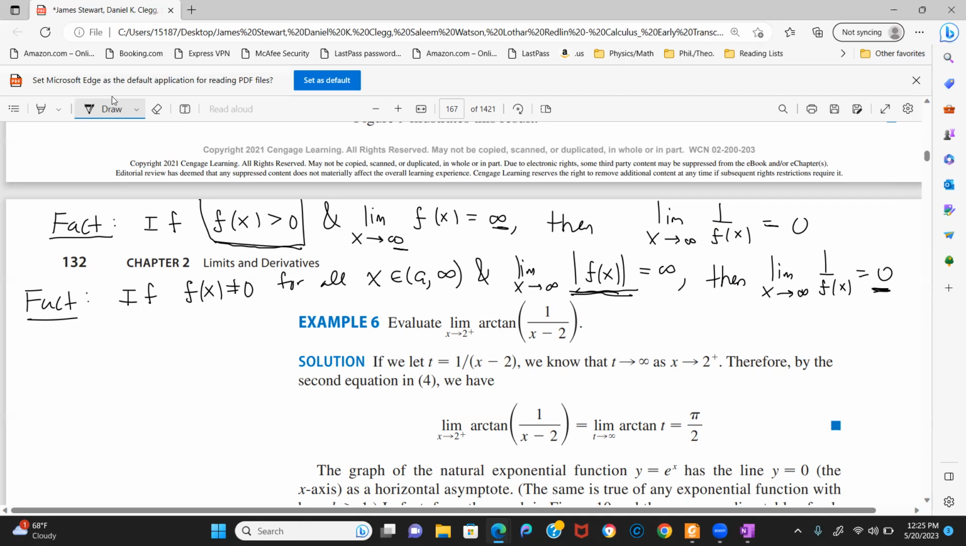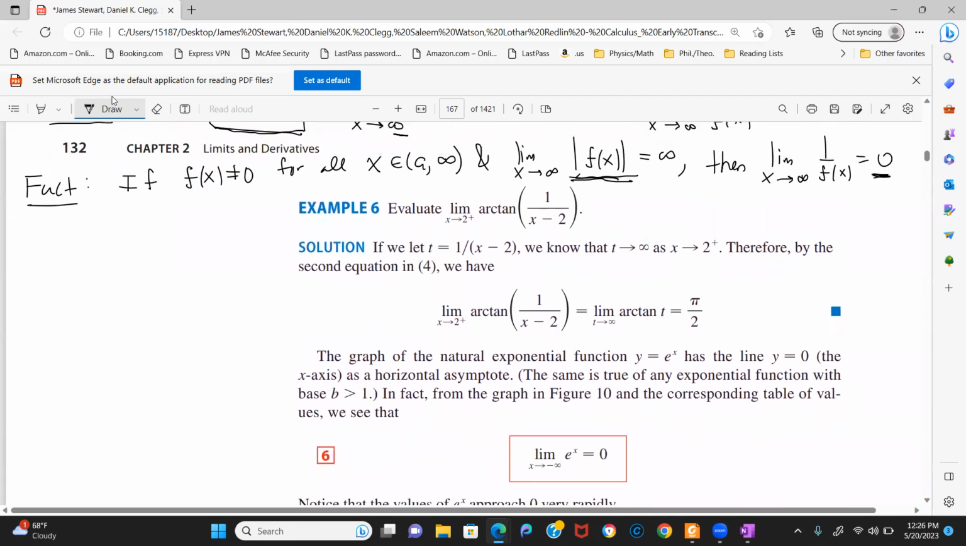All right, here's another example. Maybe you were starting to read this already, so we'll just go through this here. This is a composition. Oh, I see. They're being kind of clever here. They want to take this limit as x goes to 2 from the right. But you can see that there's really no way to evaluate this limit directly.